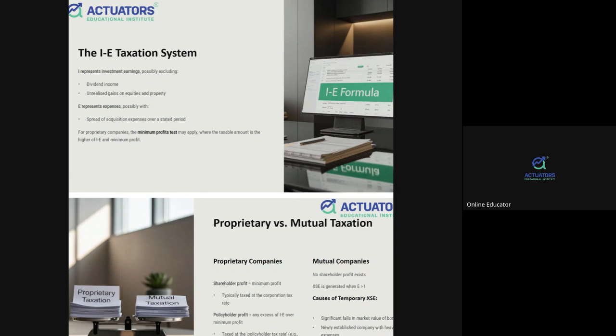If, for example, the shareholder profit was 100 and policyholder profit was 20, they have to pay tax on the entire 120. But in case they had some expense that was carried over from the previous year, they could use it to set it off. Does that make sense?